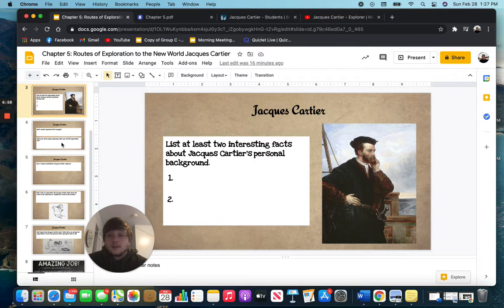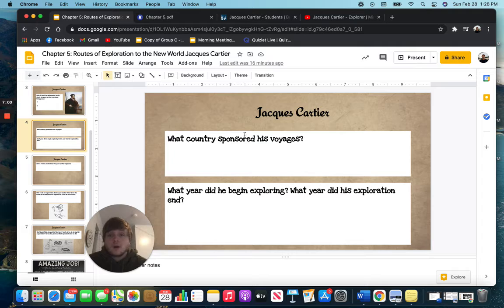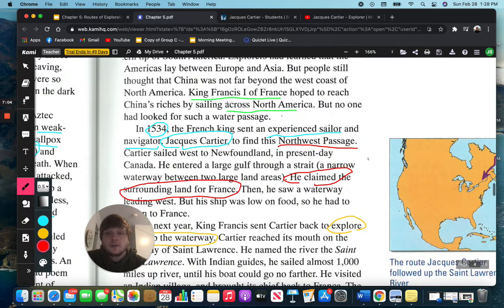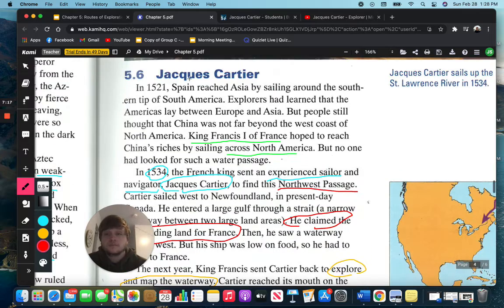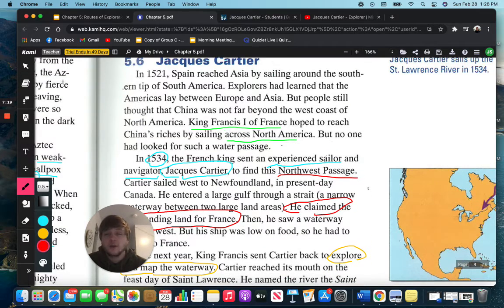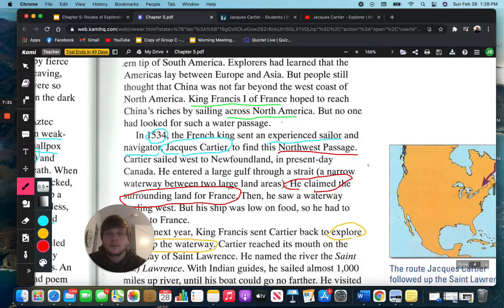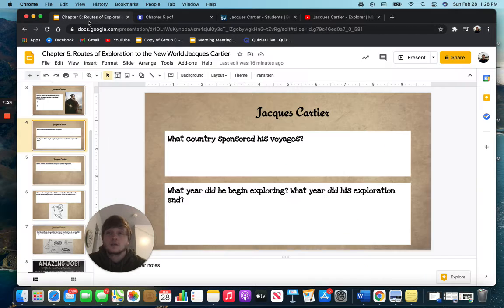And then we have what country sponsored his voyages, and we saw in the chapter that King Francis I of France sponsored his voyage. He sent him to find the Northwest Passage. He actually sent him on multiple voyages, as we saw throughout this chapter. And again, King Francis was from France.